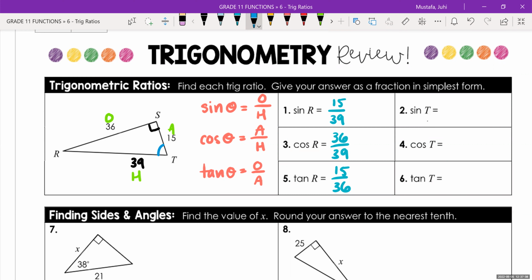So sine T is going to be 36 over 39. What's cos T going to be? You can just say it out loud. 15 over 39. And tan T would be opposite over adjacent, and it would be 36 over 15. Okay, now we haven't actually solved anything, but this is just asking us for the trig ratio, so we're going to go ahead and start solving it.